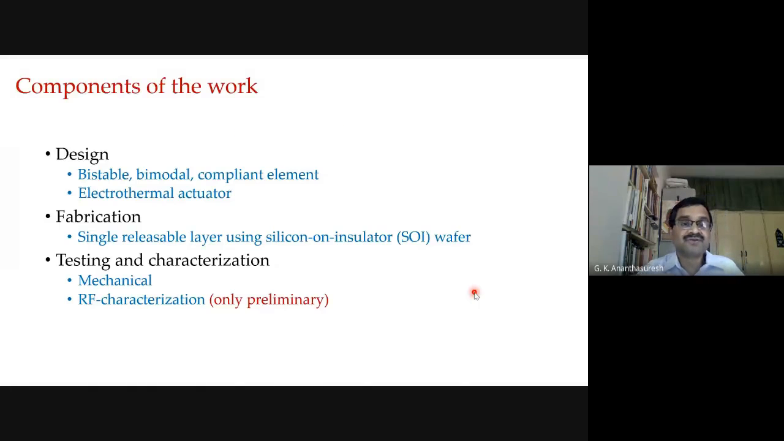So what we would like to do is actually focus on the design now. It's bistable, also bimodal. I'll explain what that means. And then how to integrate the electrothermal actuators, and fabrication. I'm not going to go into details because fabrication today is accessible to everybody in a way, in India too. I'll come to that again at the very end of the talk. And then some testing that we have done. RF characterization is done only preliminarily because it's ongoing work.